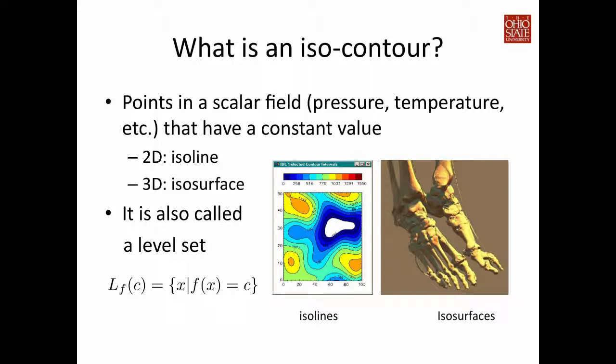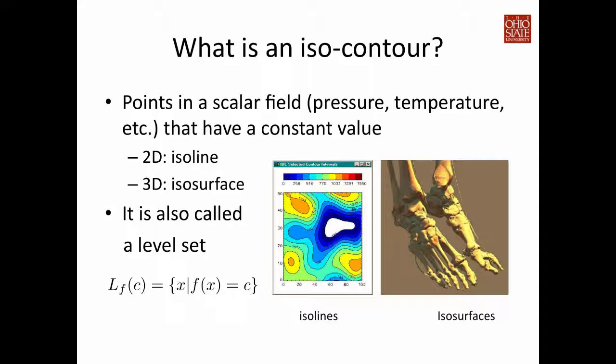An isocontour is a collection of points in a scalar field that have a constant value. So if you have a two-dimensional scalar field, the isocontour is an isoline. They are curves. If the scalar field is defined in three-dimensional space, the isocontour gives you something called an isosurface. Sometimes people also call an isocontour a level set.